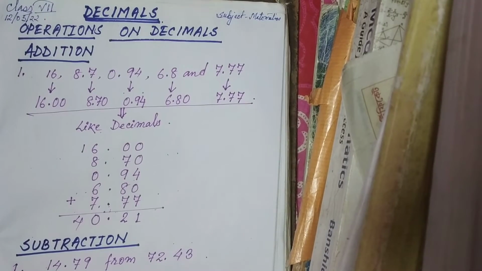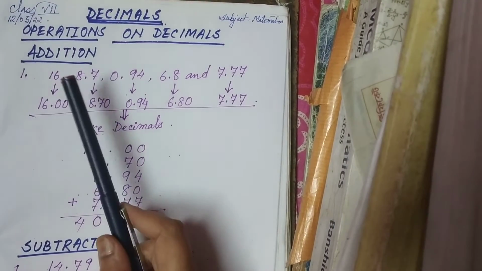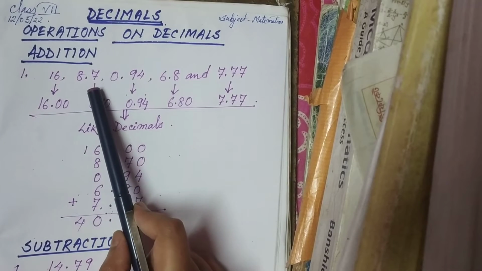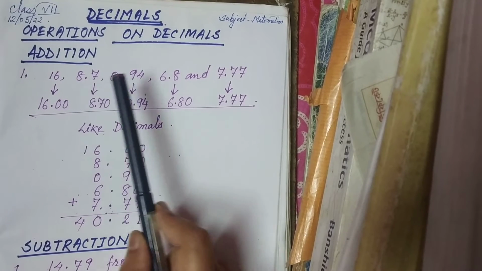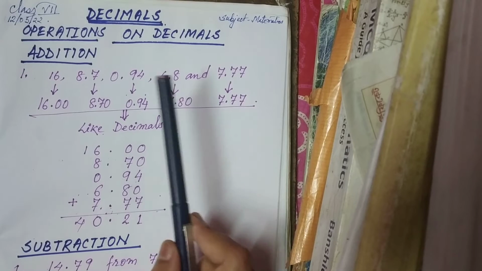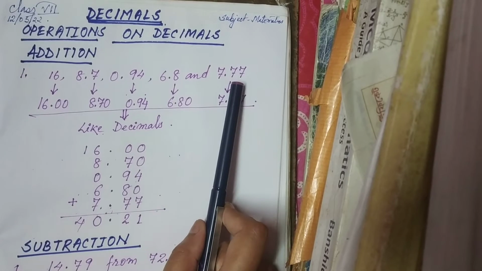So in the first question, you can see some decimals given here. The first one is 16. The second one you can see here is 8.7. The third one is 0.94. The fourth one is 6.8. And the last one is 7.77.